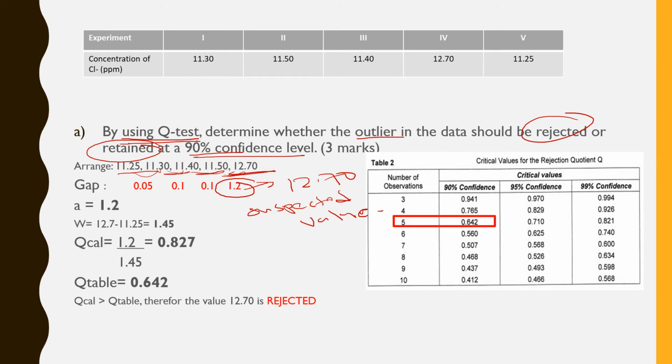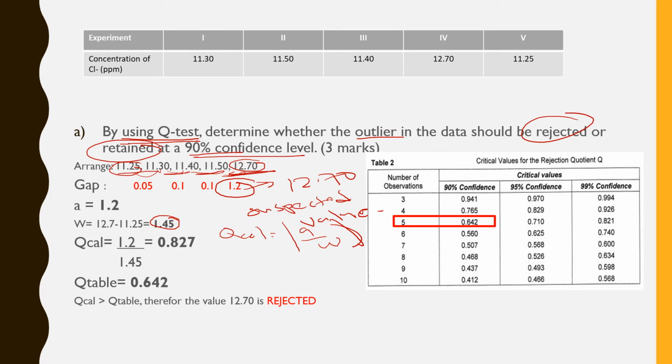Okay, so A will be 1.2. So W will be the highest of the data minus the lowest of the data. 12.7 minus 11.25 equals 1.45. And then just put in the formula, A over W, 1.2 over 1.45. So for the Q calculation, you will get 0.827.